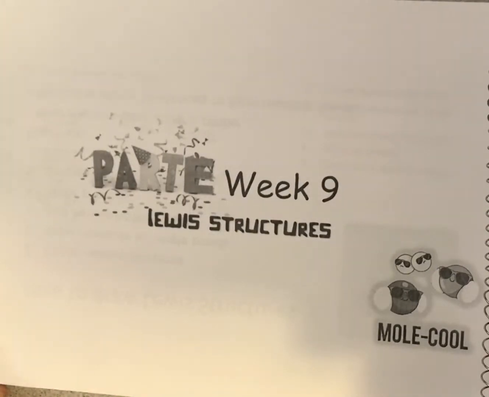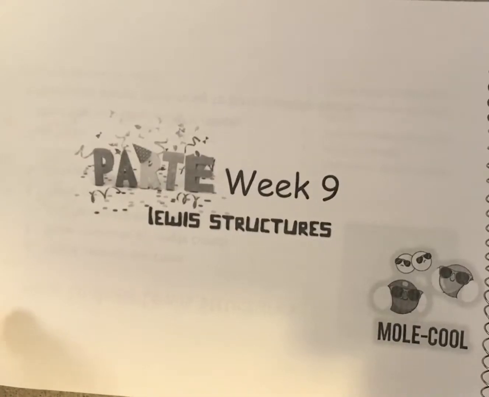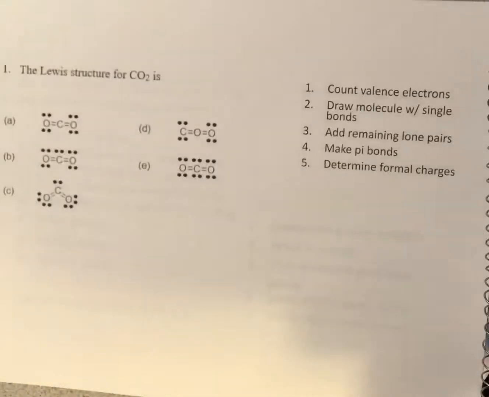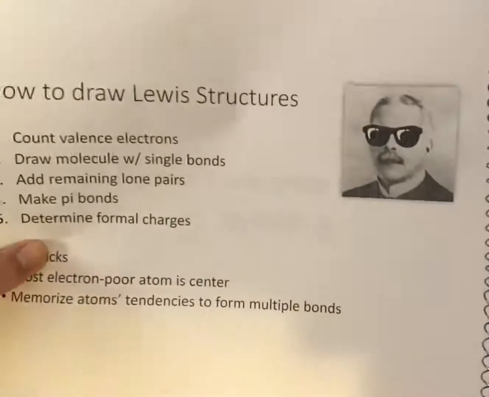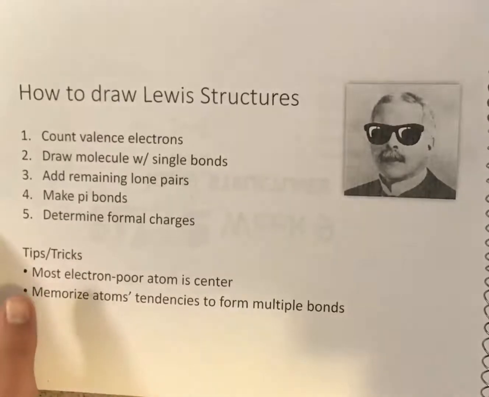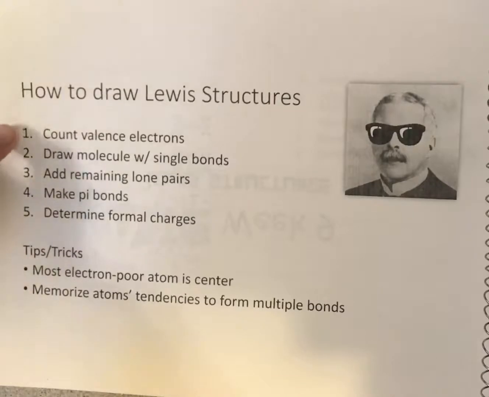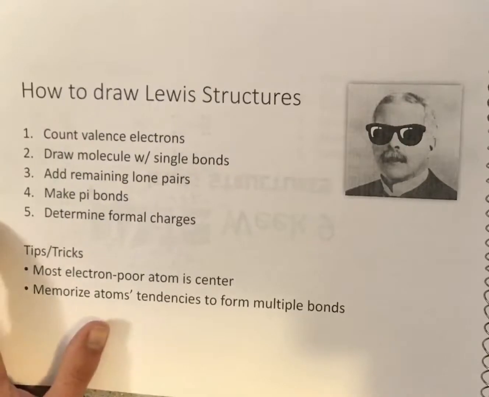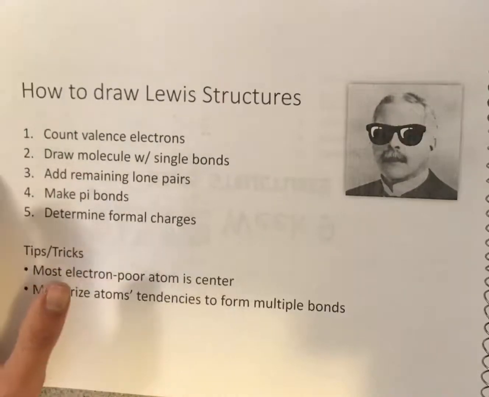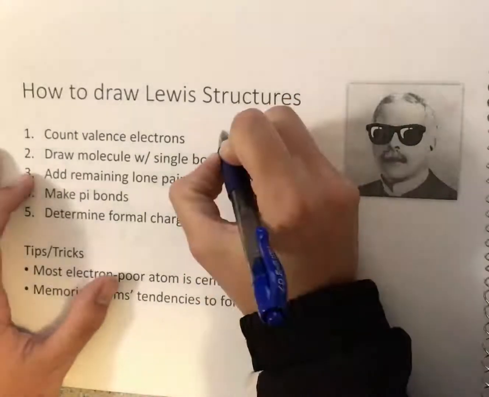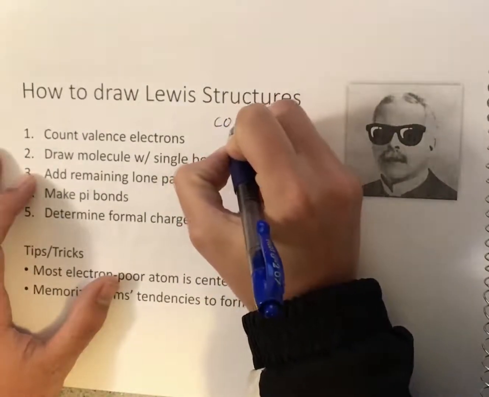So this week 9, we're going to be focusing on Lewis structures. So first I'm going to walk through a way to draw each of the Lewis structures. So just to walk through the process here, first what you want to do is you want to count the valence electrons. So the easiest way to show this is I will do an example problem and show you how this works. So the first problem says to do carbon dioxide.